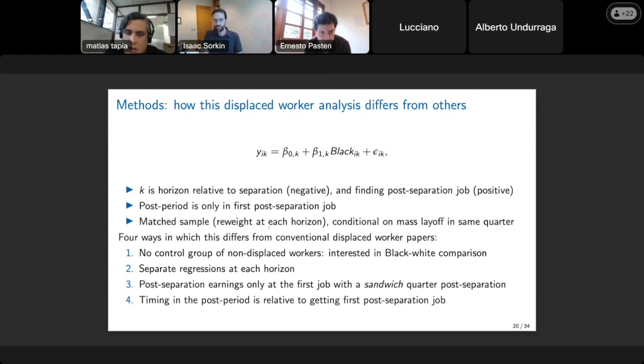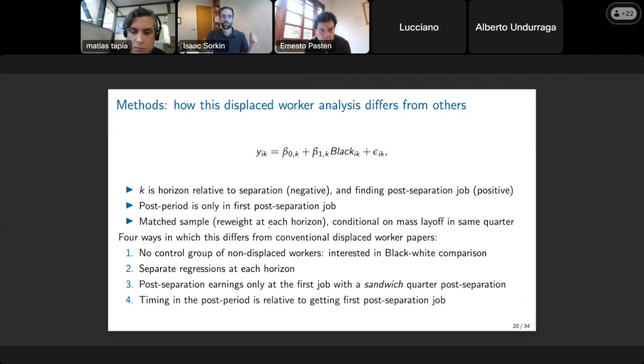The final thing is that rather than plotting things in event time, relative to the displacement, I'll just show you timing relative to getting the first post-separation job, and then separately I'll show you any base differences in time to the first post-separation job.